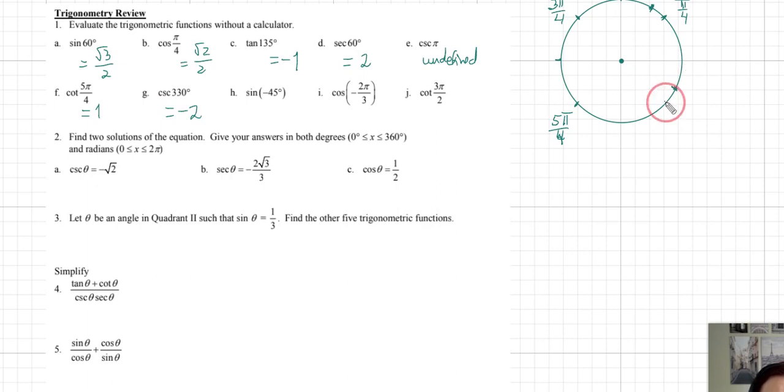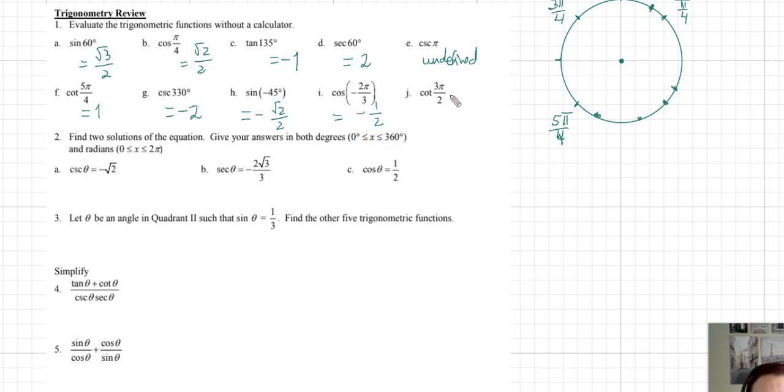Sine of -45. -45, we have to go in the clockwise direction. -45 is going to be here, and we're looking for the sine, so sine has to be negative again, and it's square root of 2 over 2. Cosine of -2 pi over 3, so we're going pi over 3, 2 pi over 3. So cosine of -2 pi over 3 is going to be over here, it's going to be -1/2.